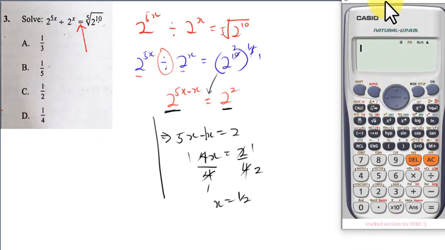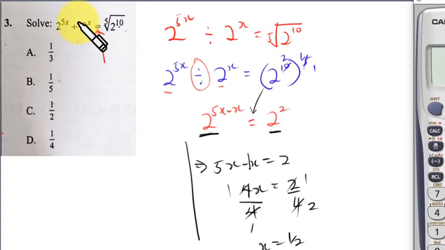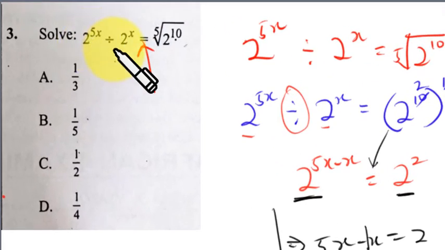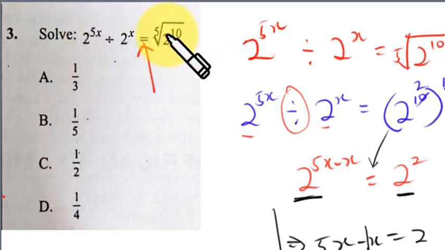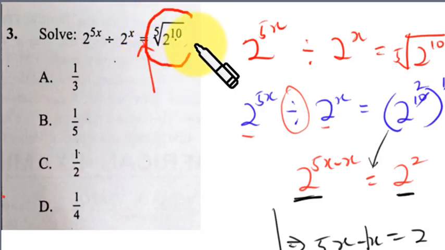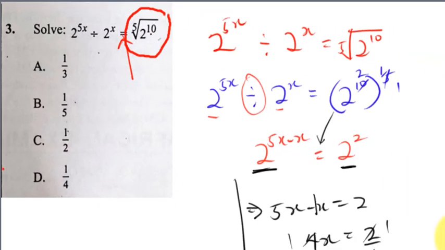So let's try this and see here. If we look at this, we have the left side of the equation, then we have the right side. So I'm going to simplify the right side first. I'll look at the right side. That is the right side of the equation. That is the fifth root of 2 raised to the power 10.